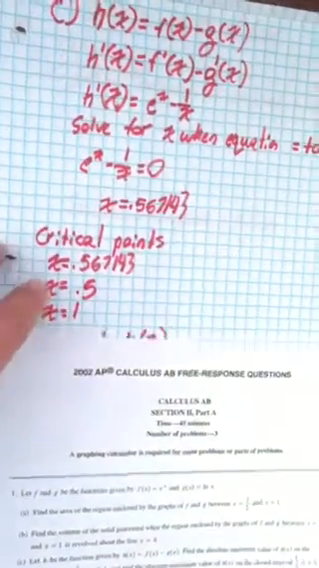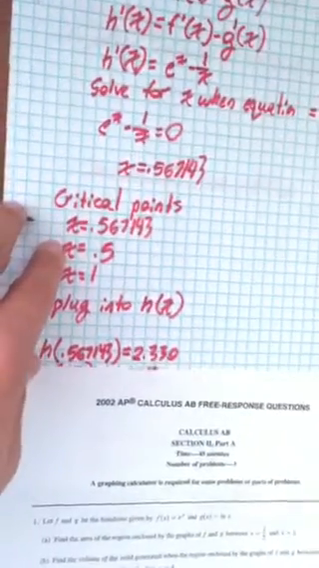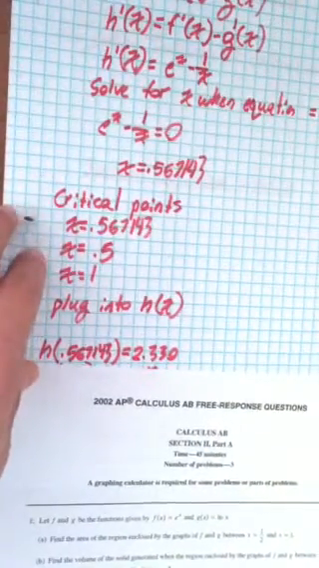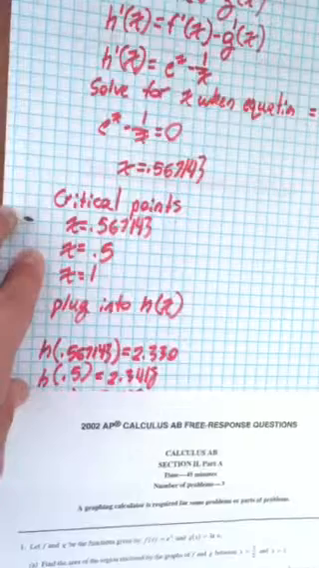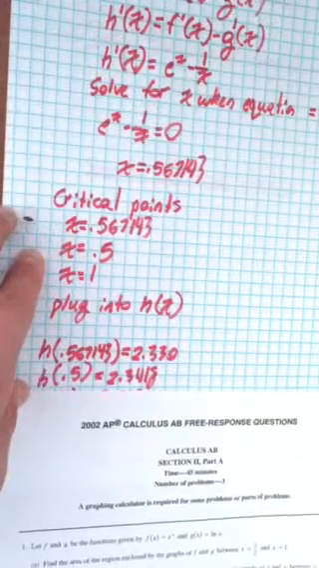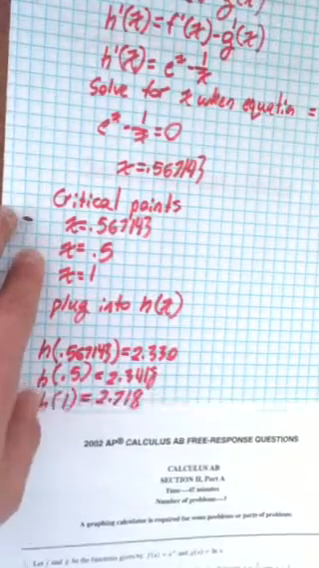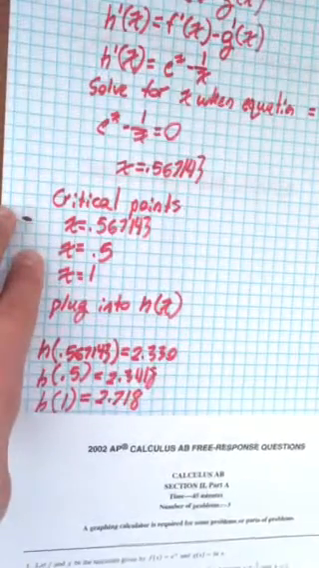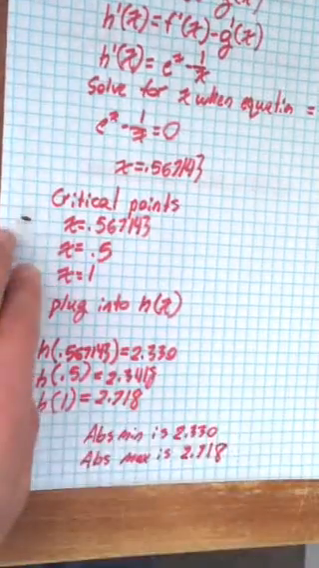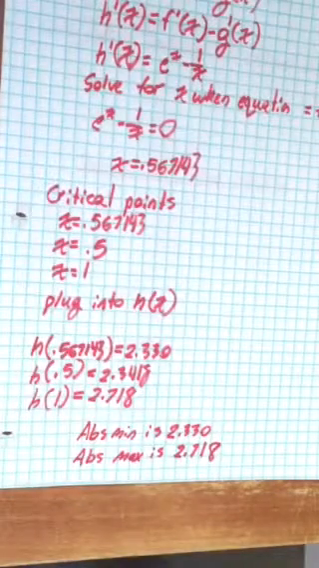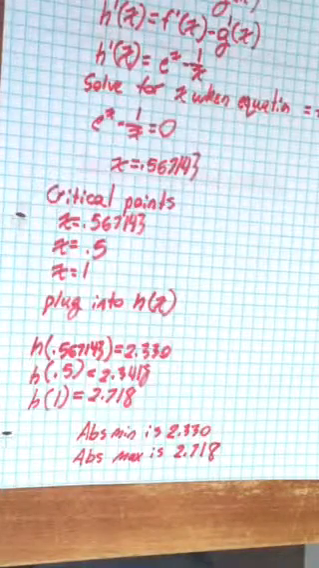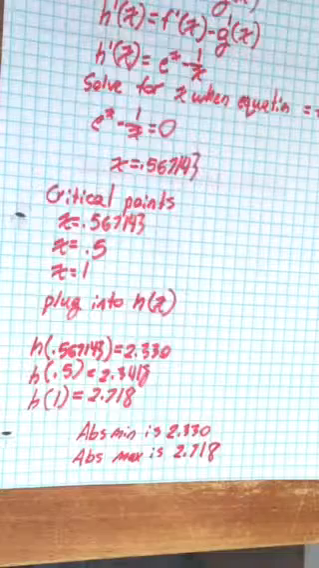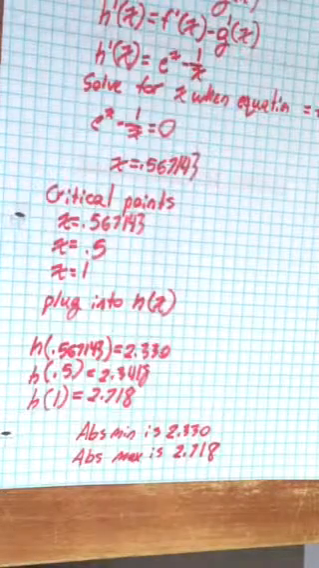When you plug in each one, h of 0.567143 is equal to 2.330. h of 0.5 is going to be equal to 2.3418. And then h of 1 is going to be equal to 2.718. So your absolute min is going to be 2.330. Your absolute max is going to be 2.718. And those would be your answers.